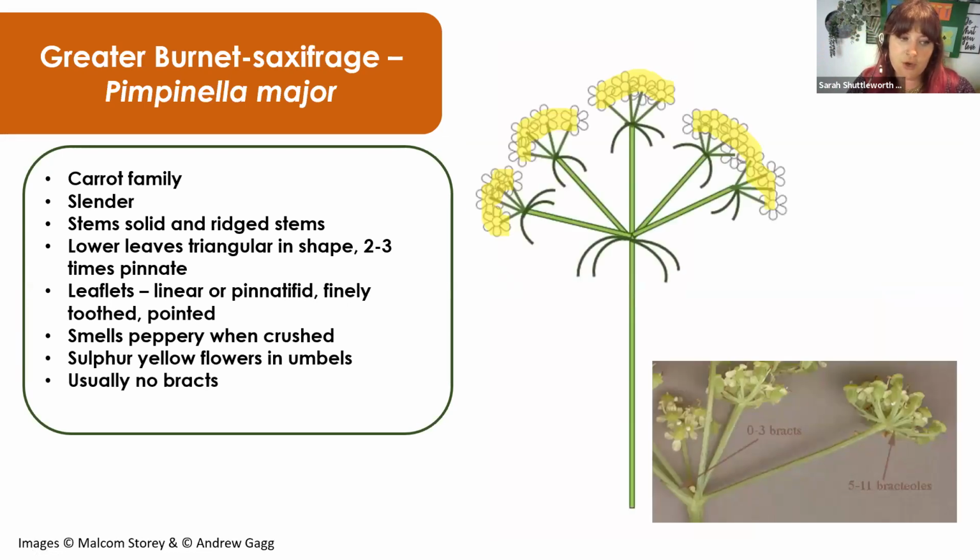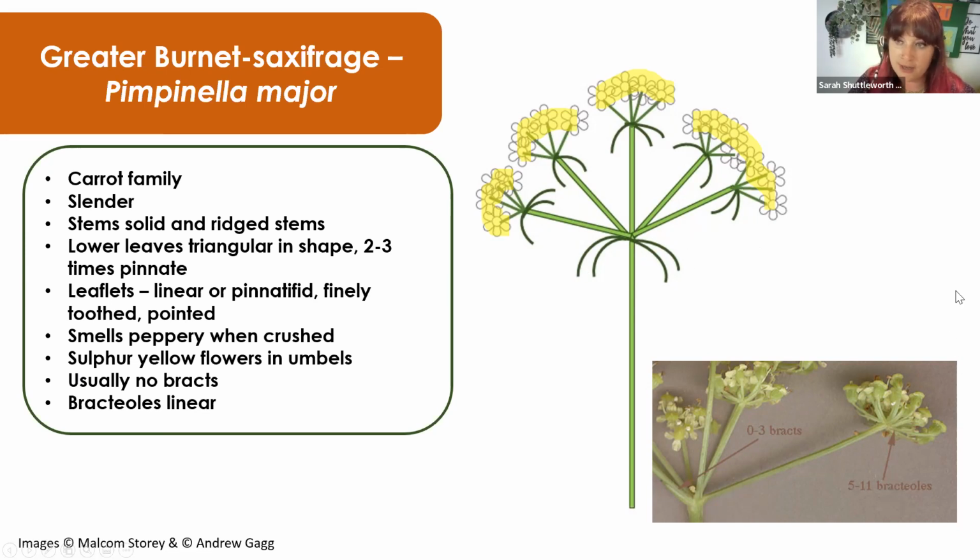And we were talking about those bracts and bracteoles. So with this species, pepper saxifrage, you've usually got no bracts, so there wouldn't be any of these ones at the bottom, but you do have bracteoles, the ones up here. When it says usually no bracts, you can see here it says 0 to 3. So some you might have none, or you might have some.